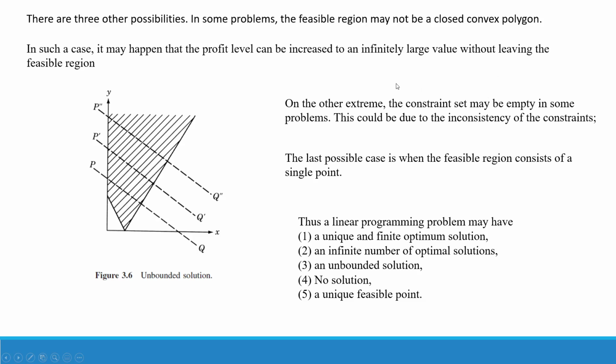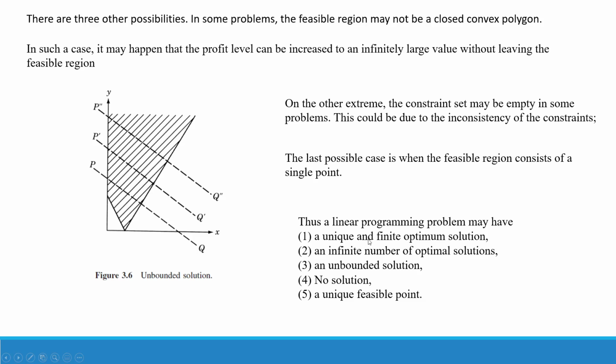The other extreme is when the constraint set may be empty. It means that there is no solution, or there is a problem with the constraints. And the last possible case is when the feasible region consists of only a single point. It means that we cannot really optimize, because there is only one solution. Thus, the linear problem may have 5 different solutions.